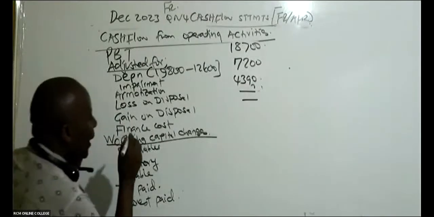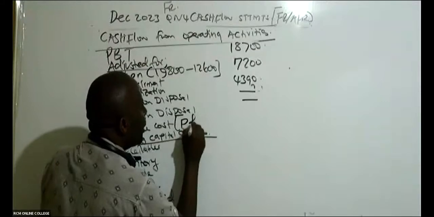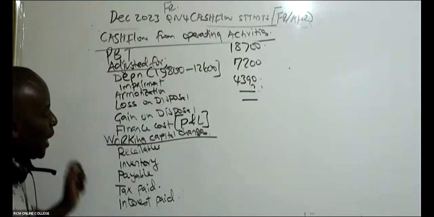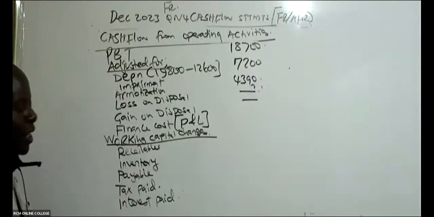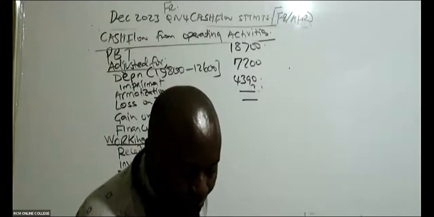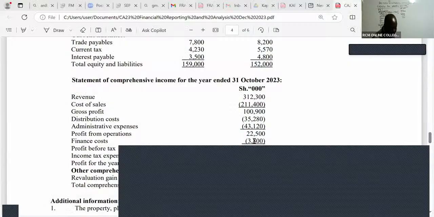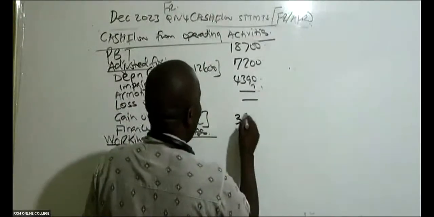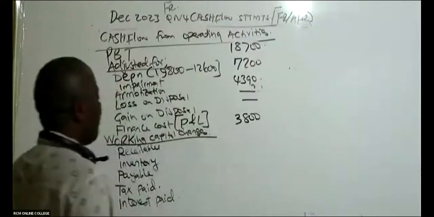Then here, the finance cost, we normally pick the finance cost given in the profit and loss. Are you able to see any finance cost given there in the profit and loss? You pick it the way it is. Is there somebody who is able to see 3,800? You pick it the way it is, 3,800.